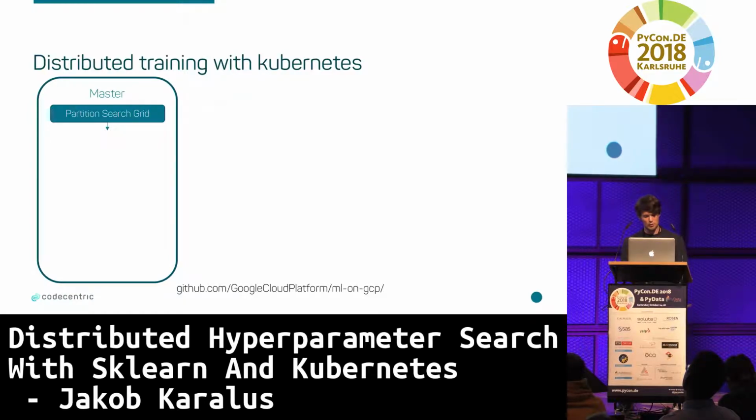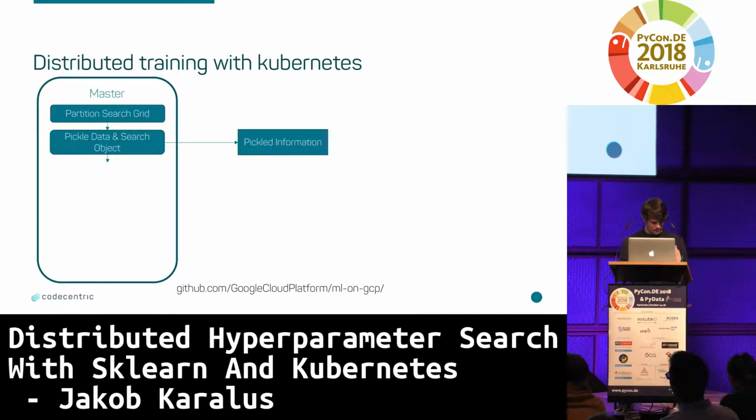We have our search grid. The search grid is all the possibilities of hyperparameters we try. We partition that by number of nodes or something more intelligent. We then pickle the data and the search object and the partition grid and store that somewhere: S3 or any kind of object storage, or even a database if you fancy.